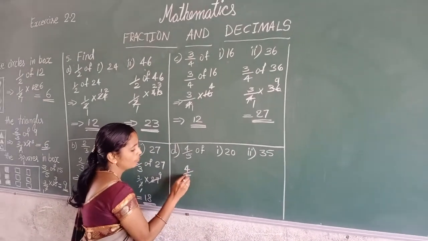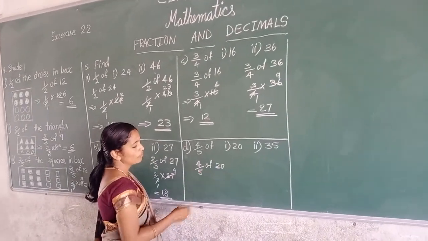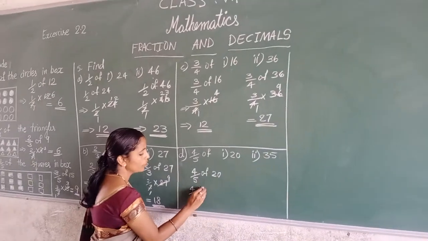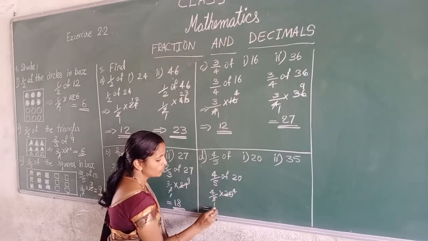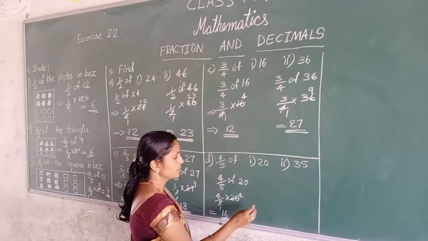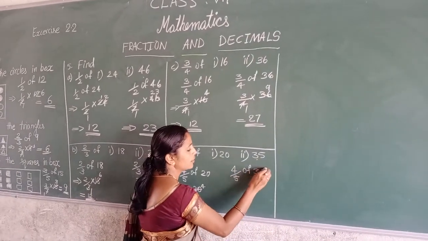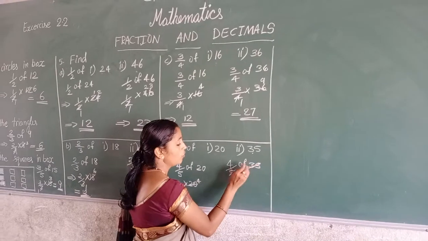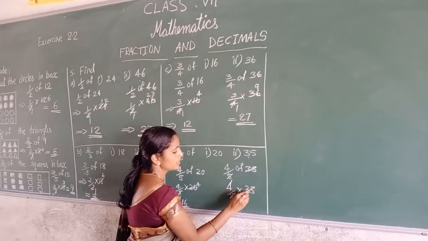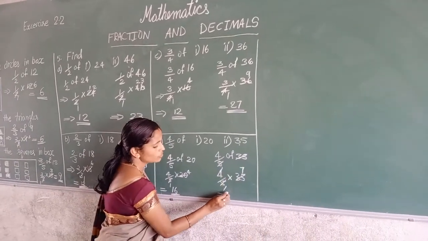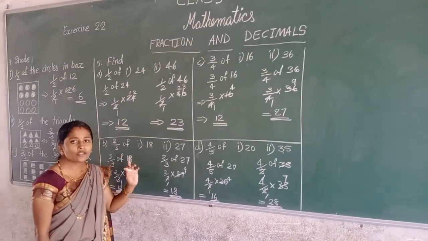4 ones are 4, 4 nines are 36, 9 threes are 27. Next, 4 upon 5 of 20. The first one is 20. 4 upon 5, instead of of we have to use multiplication. 5 ones are 5, 5 fours are 20, 4 fours are 16. So easy, just like playing a game. 4 upon 5 of the second one, 35. Now let us write in the form of multiplication, 35. 5 ones are 5, 5 sevens are 35, 7 fours are 28. The answer is 28.